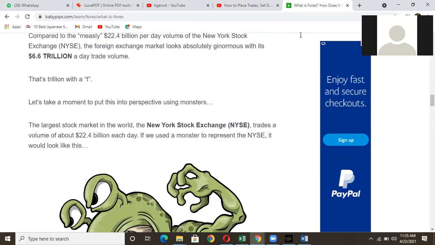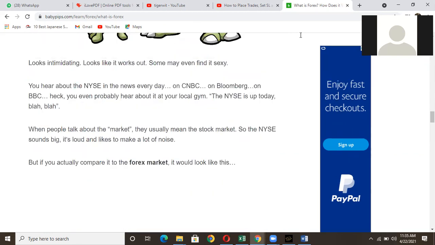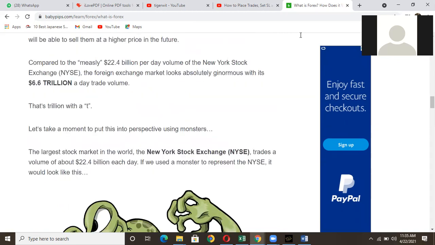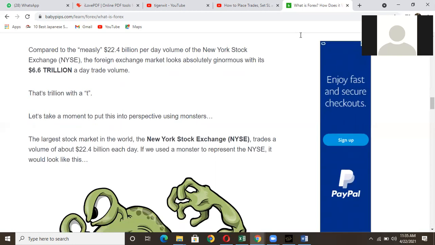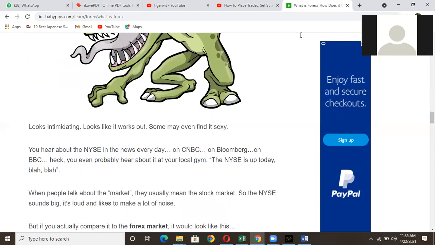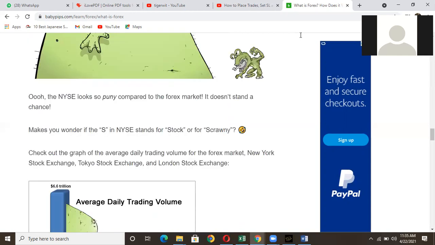So this is how much it's moved. We know right now we are at almost 7 trillion because the volumes for trading have gone up. You can see here we have 6.6 trillion that is traded on a daily basis in the Forex market. But I believe these numbers will keep going up. So let's keep moving.